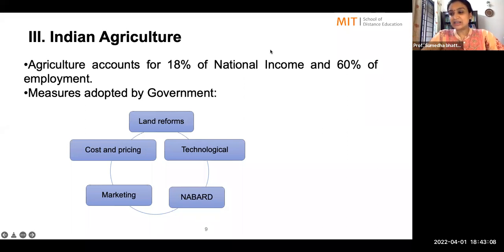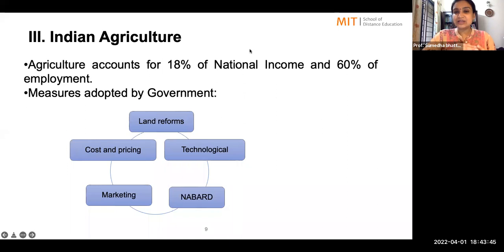Now, measures have been taken by the government in order to increase agricultural productivity. One is land reforms. As we discussed in the first set of slides, when we had colonial rule in our country, there was the zamindari system or rayatwari system. These were prevalent in the country. So obviously we had to bring about a wave of land reforms so that the actual tillers of the soil could get ownership. And that is why we had land ceiling, then we had land consolidation measures.